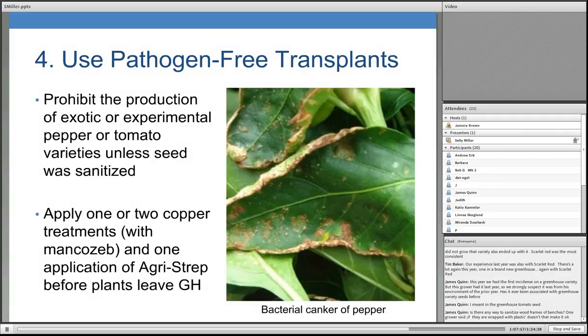This is to kill the bacteria that are on the surface. And again, if the bacteria have already gotten inside the plant, they're not going to be killed by this, but it's to help reduce any bacterial spread during the greenhouse propagation phase.